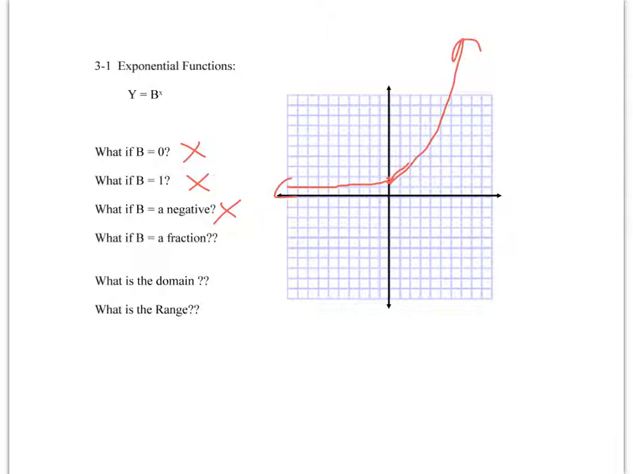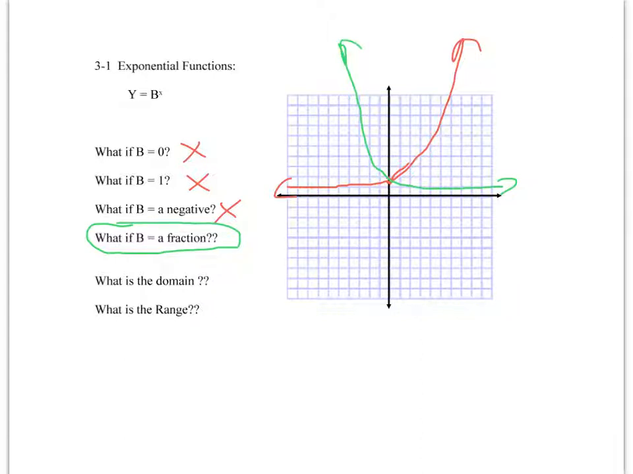If b is a fraction, something interesting happens here. This is fine if b is a fraction. But what happens now is our curve is going to be reflected over the y-axis. So it's going to be asymptotic on the right. It's going to shoot off and get large as we move to the left, and we'll explain why that happens in class as well.